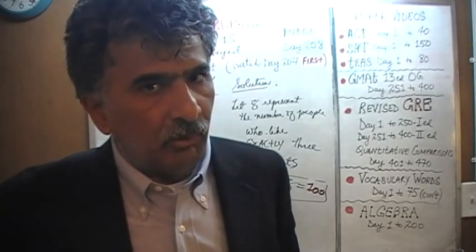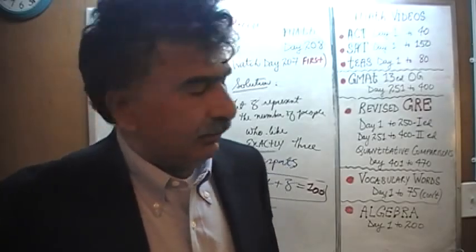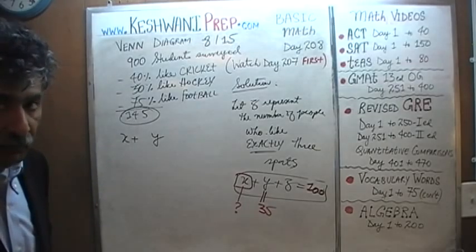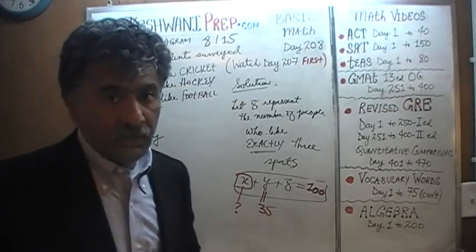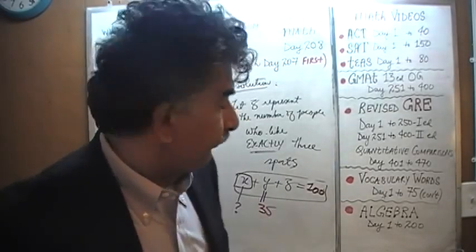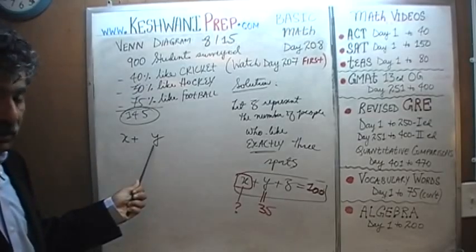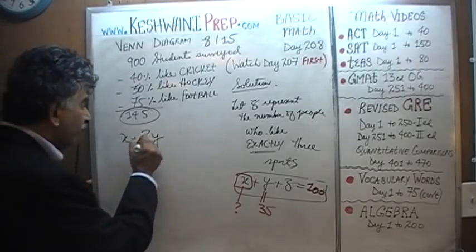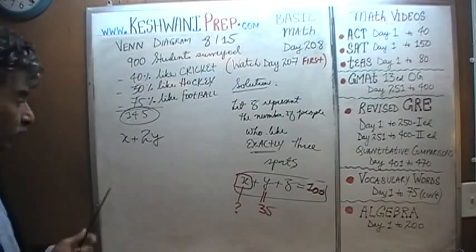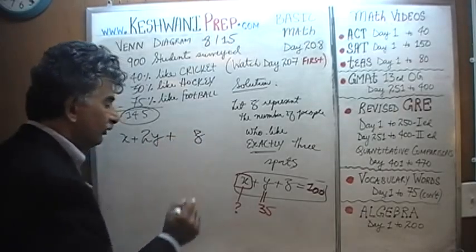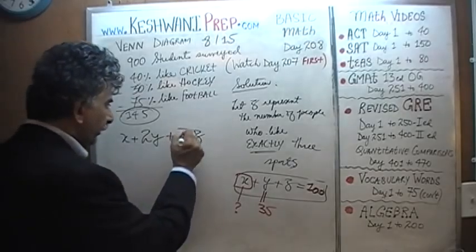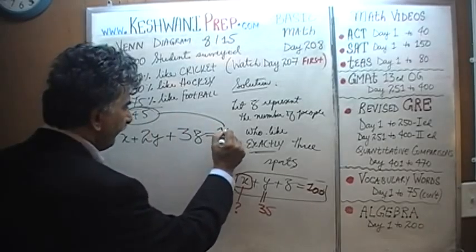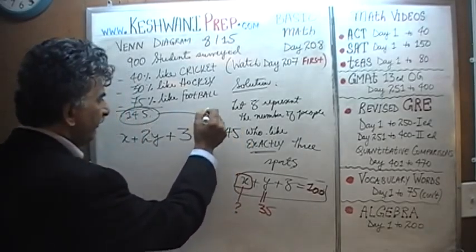is that this 145 involves people who have been double counted because they like two activities, and it also involves the number of people who have been triple counted. This 145 has in it double counting for people who like two activities and triple counting for people who like all three sports. So people who like exactly one activity is x. People who like exactly two activities, y, have been counted twice, which is why we're getting more than 100. Then we have z, which represents the number of people who like all three activities, and they have been triple counted.